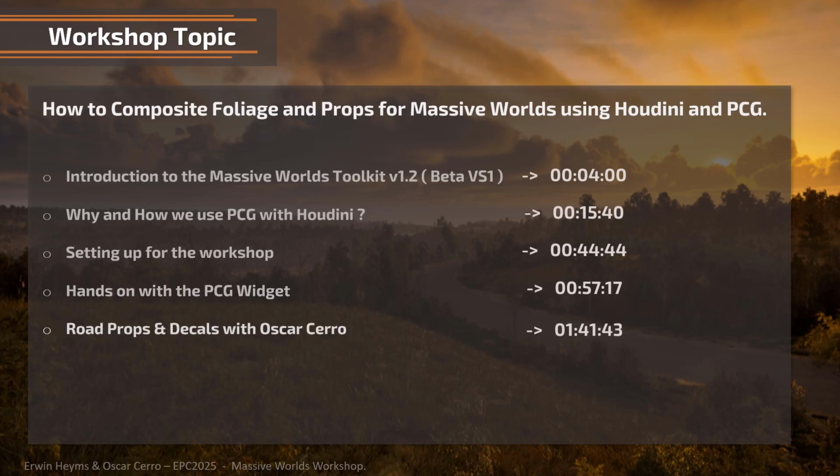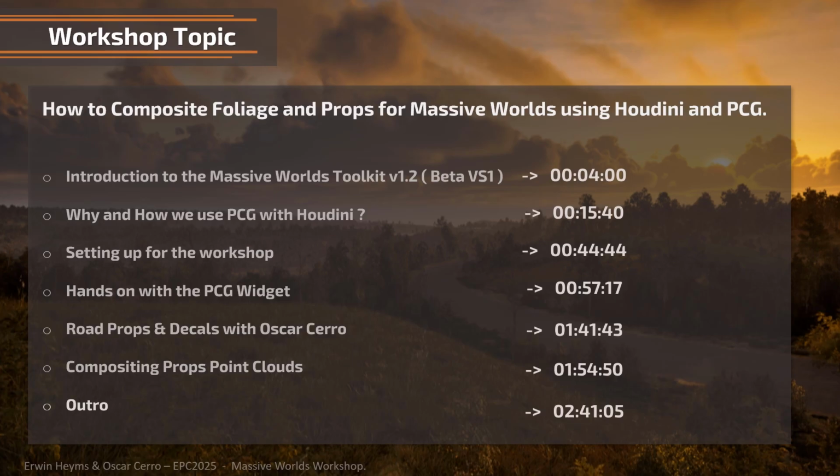Oscar is going to cover his tool and how he's creating a point cloud, as well as the decals that are going to be covering the roads in our world. I'll also be going over the compositing tool that takes the different point clouds, including the foliage that I generate with the biome spawner, the part of the toolkit that I'm releasing today, as well as Oscar's road propsing. All these points need to be composited together, and that's what the composite props tool comes in for. And then finally, we'll do an outro, right? So let's go on.